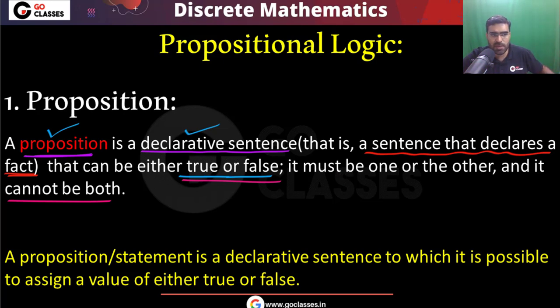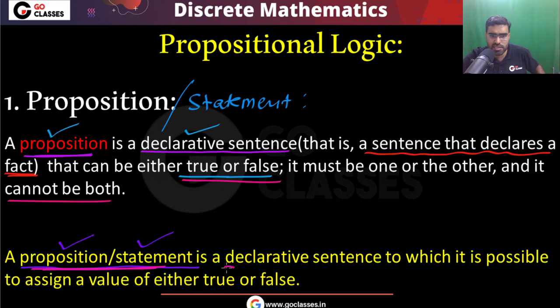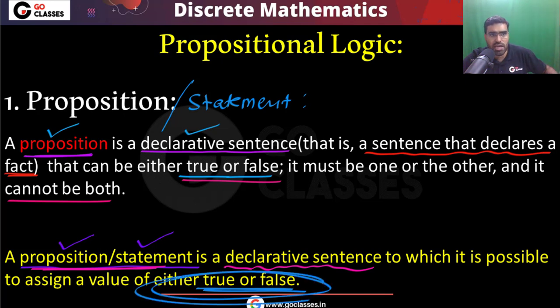This type of sentence is called a proposition. Another word for proposition is statement. Remember, you can call it a proposition or you can call it a statement. These two things are the same. So what is a statement, or what is a proposition? A proposition is basically a declarative sentence to which we can assign either true or false. One of these two values I can assign.